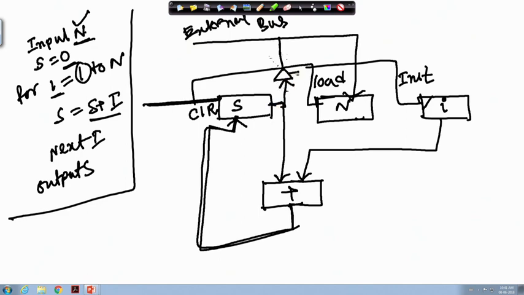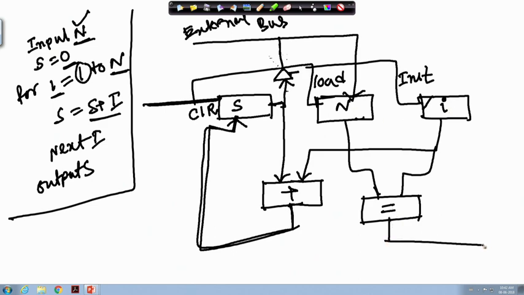So, what will be the condition for this to be enabled, so that this S value can go out to the external bus? This is a loop running, right. So, what is the terminating condition? The terminating condition is that it has to reach the n value. That means I need one equals comparator: whenever I equals n, at that time it will try to stop.